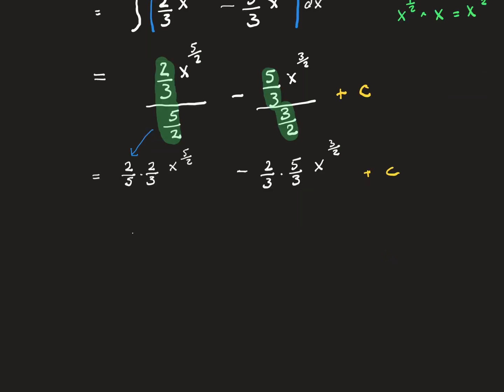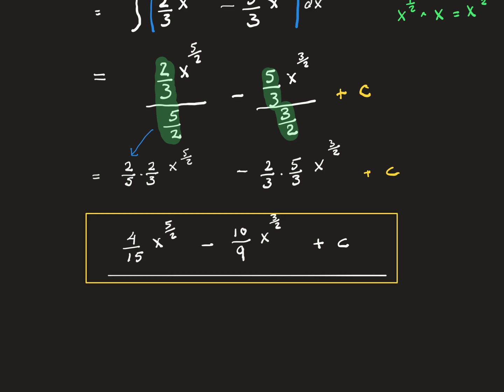And this gives you 4 on 15, x to the 5 on 2, minus 10 on 9, times x to the 3 on 2, plus c. And that is our final answer.